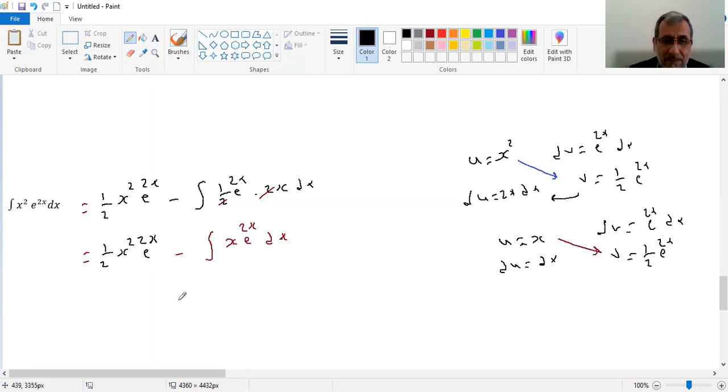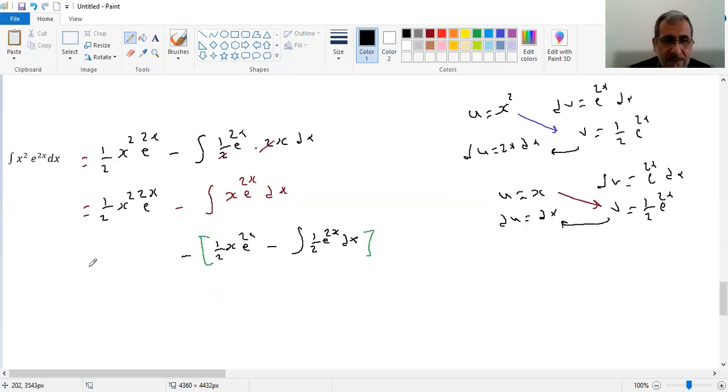So then what you have? Minus, open parenthesis here. So the integral is v du, so it is half x e^2x minus integral v du, integral half e^2x dx.